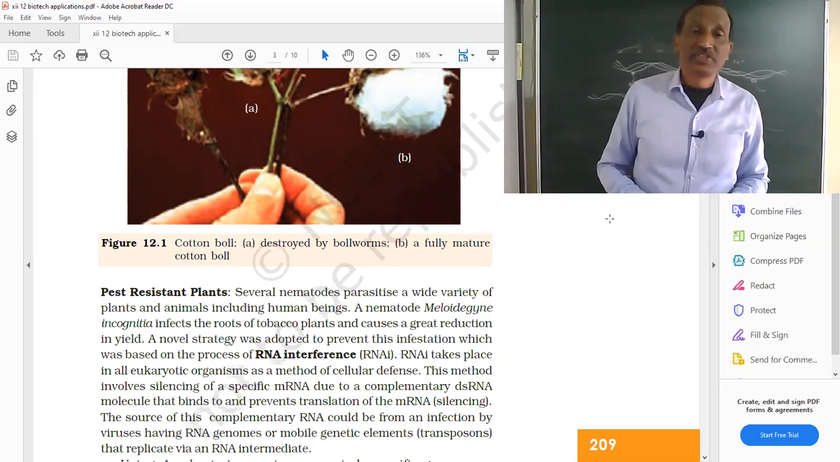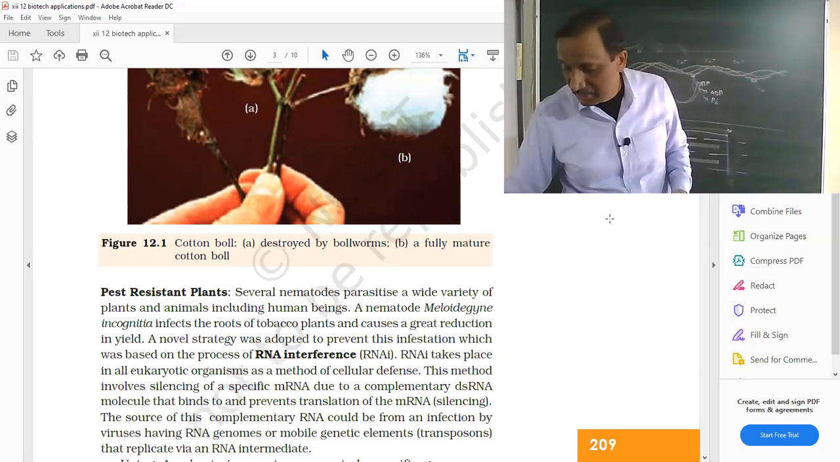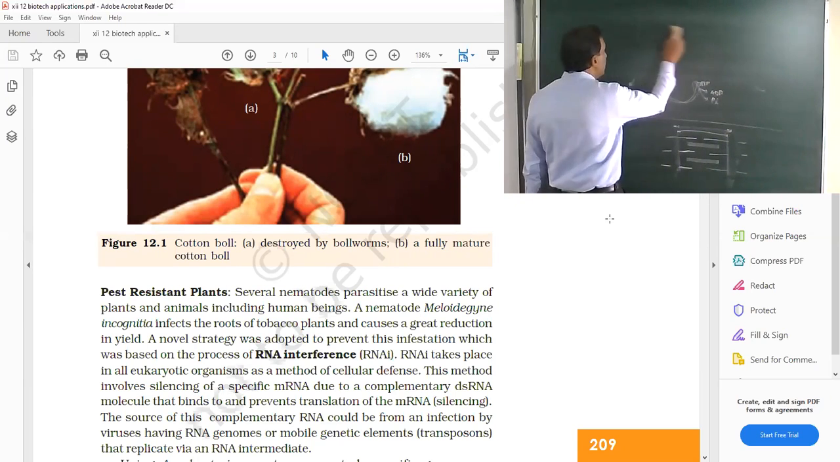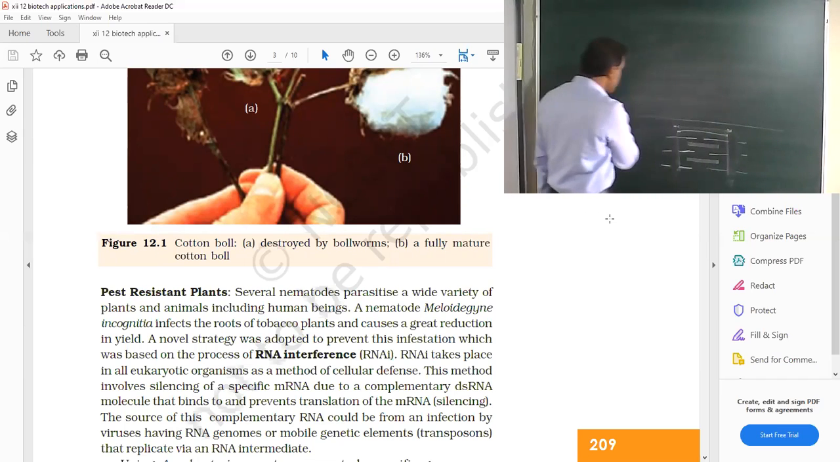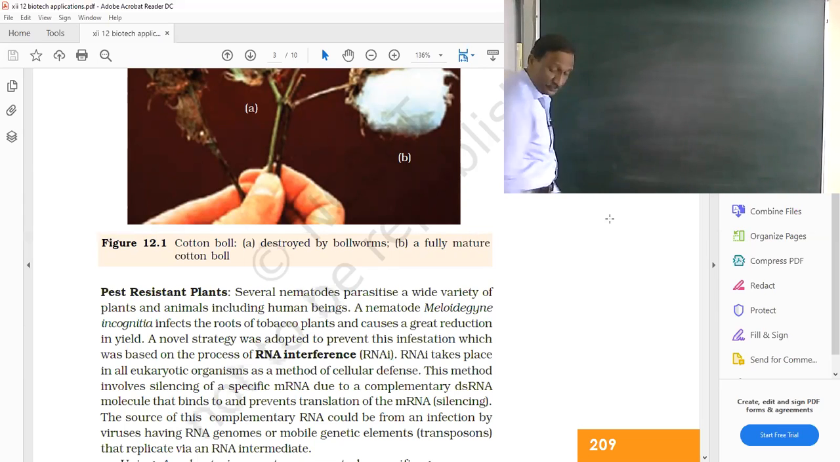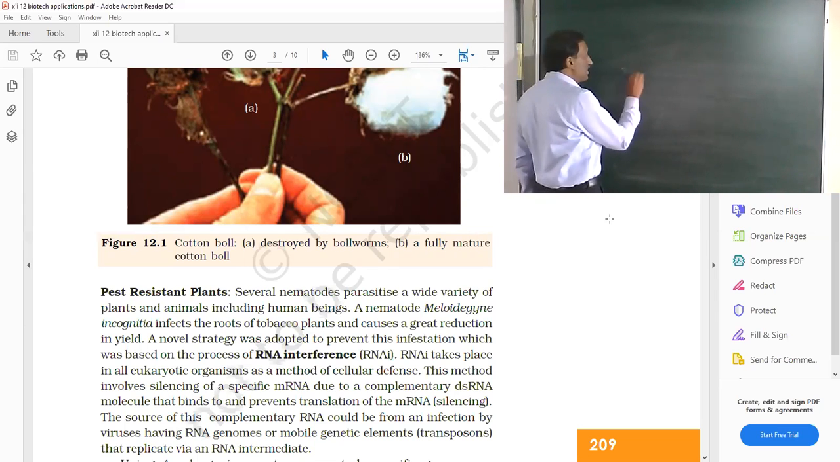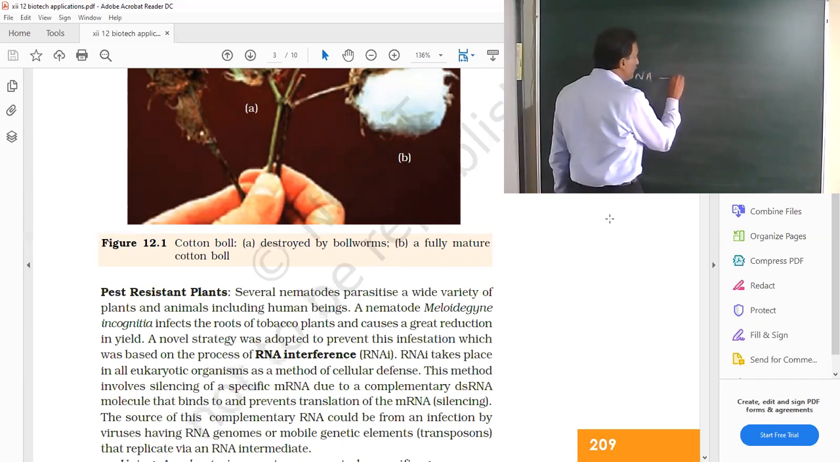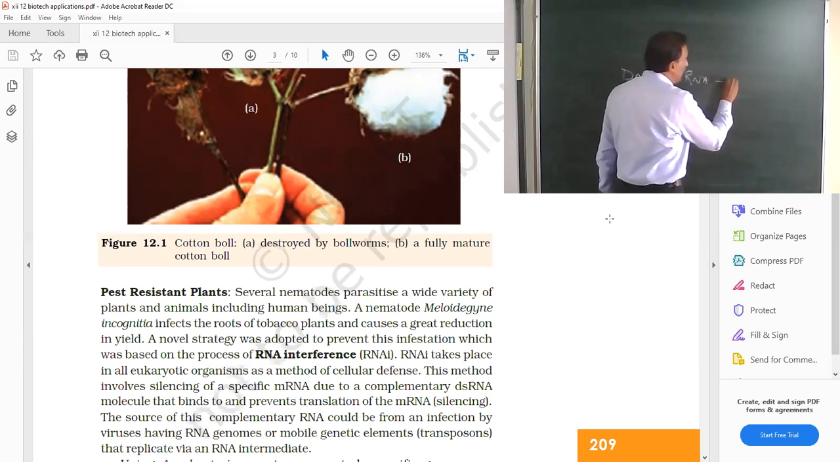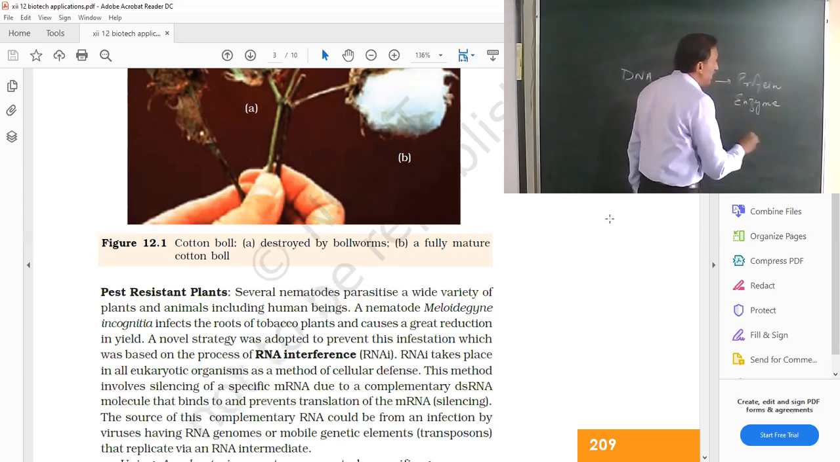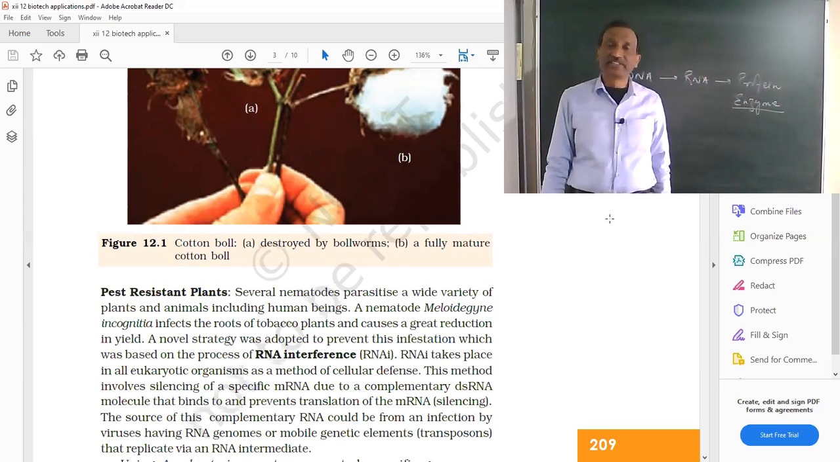Now today we are going to study a new thing, that is the pest resistant plants with the RNA interference. Okay, now what is RNA interference? We know that RNA, that is the central dogma. Central dogma states that DNA makes RNA and RNA makes protein. The proteins can work as an enzyme, and enzyme carries out a particular reaction.